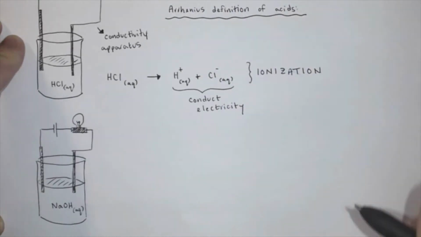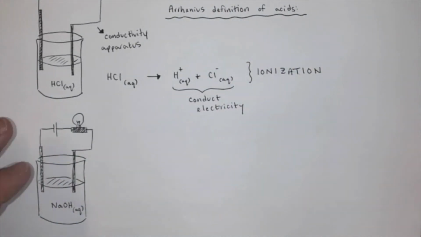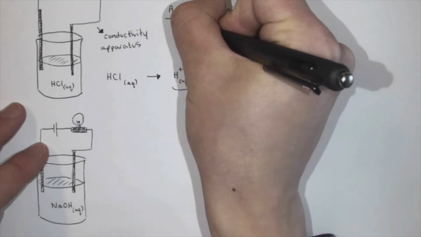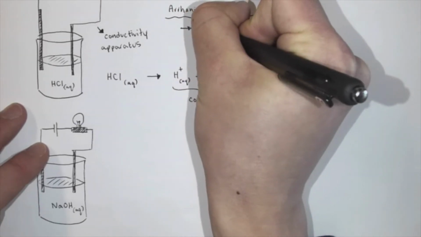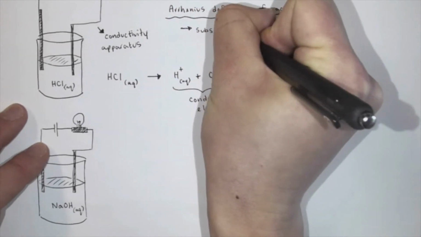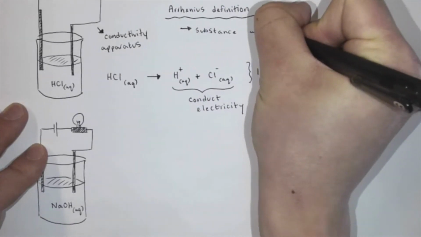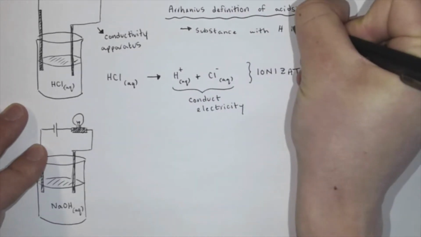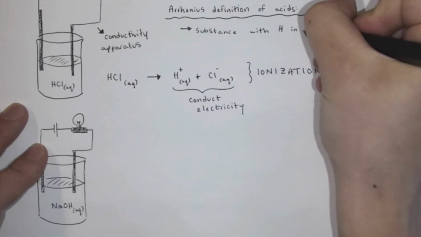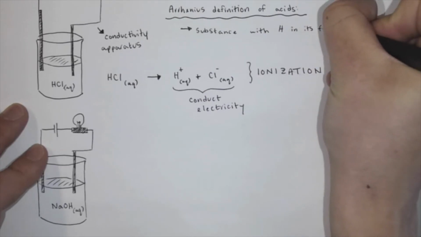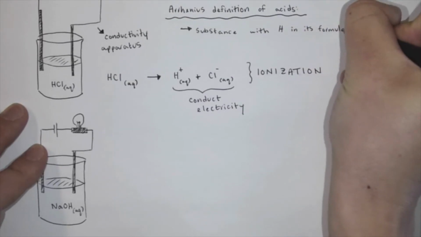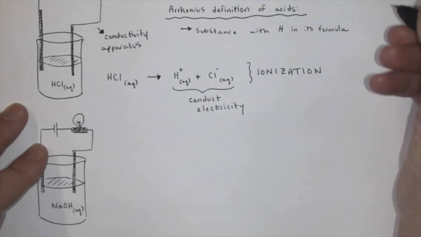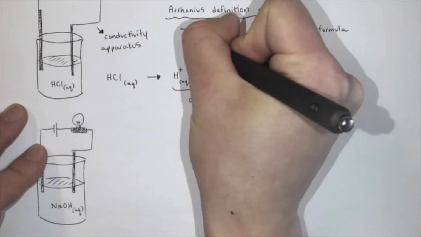And according to Arrhenius, an acid is a substance with hydrogen in its formula that dissociates in water.